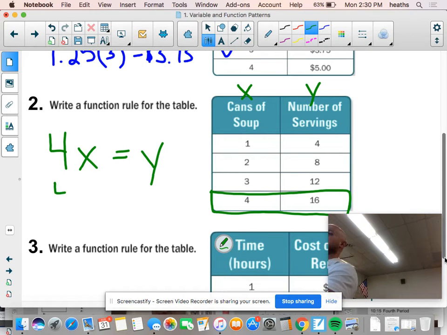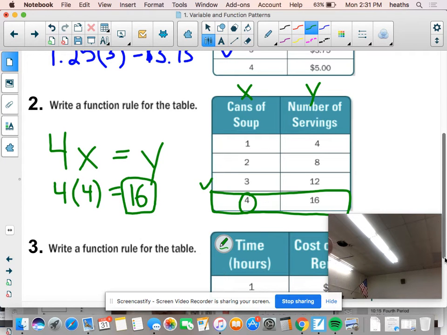So 4 times X, in this case, is 4. So 4 times 4 cans of soup, 4 times 4 is going to give me 16 servings. So if you have 4 cans of soup and you're multiplying that by 4, the number of servings is going to be 16. Now you could plug in this number of cans, this number of cans, and this number of cans, and it will every time equal what's in this column, because this is a true function.